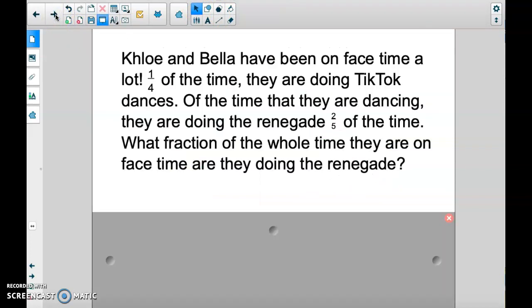Second problem is that Chloe and Bella have been on FaceTime a lot lately. 1/4 of the time they're doing TikTok dances, right? Of the time that they're dancing, they're doing the renegade 2/5 of that time. So what fraction of the whole time that they're on FaceTime are they doing the renegade? Go ahead, pause it, draw your picture, write your equation, solve it, and then come back.